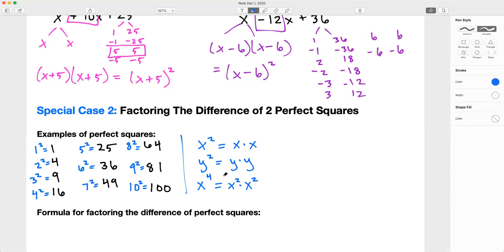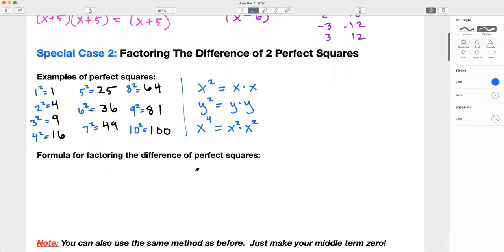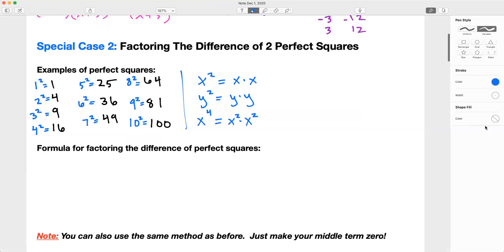Now that I've defined what a perfect square is, let's look at the formula for factoring the difference of perfect squares, and then I'll show you a different method for doing it. So the formula for factoring the difference of perfect squares is the following. You have one perfect square. Okay, let me back up. This would be an example of a question you would get.